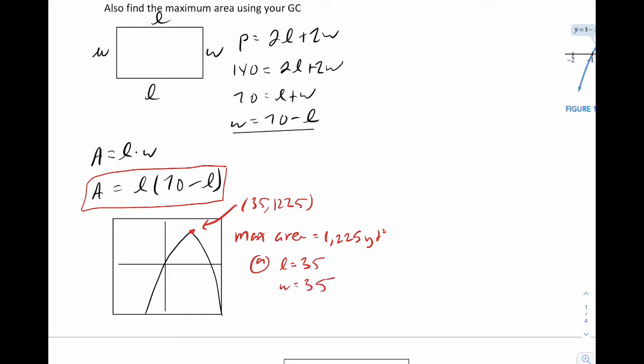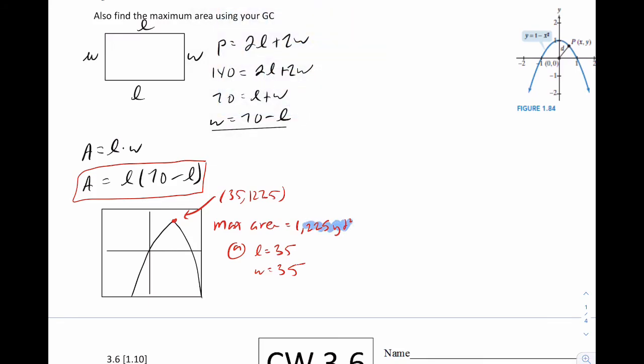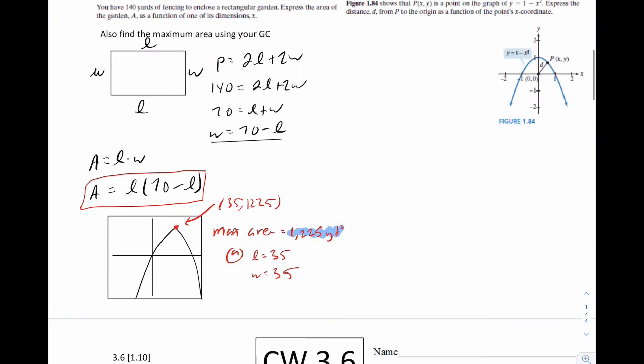And I got that because the length right here, that's our x value here. And if it's 35, I plugged it in right here, and you can see the width should also be 35 because of this fact right here. We know that they have to add to 70. Okay, so I'm going to highlight that. I'll go to our last question.